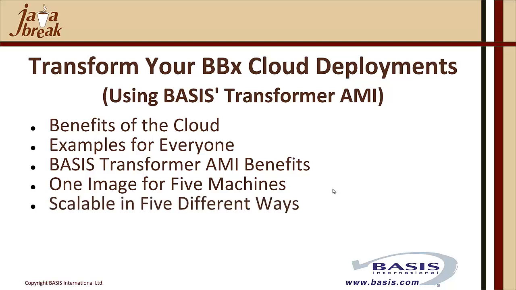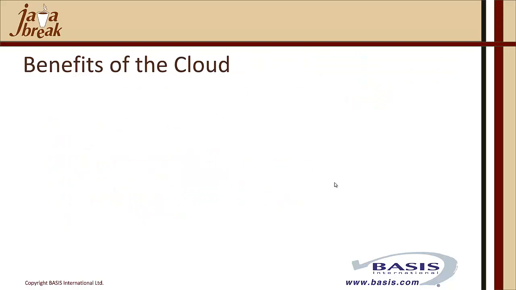And we're also going to talk about scalability. It's one thing to have a single image that goes into 5 different machines, but what can you do with those 5 different machines? We'll talk about how to scale all 5 of the different types in 5 different ways. And then, of course, at the end, we'll take your questions and come up with answers either right away or in the days to come. So let's get started. Benefits of the cloud, what are they?